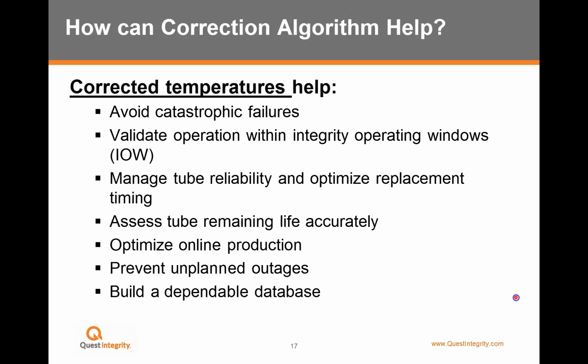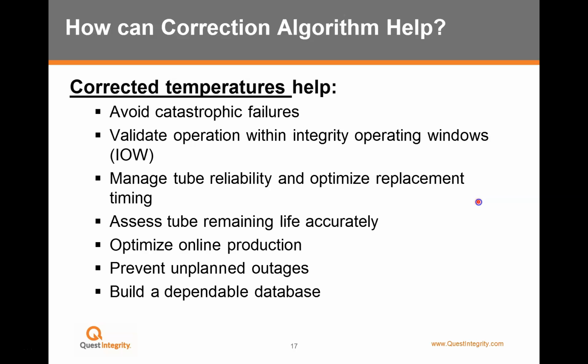So these correction algorithms help in various ways. The main one obviously is catastrophic failures. You'd hate for something to happen just because of a faulty temperature reading. It helps assess remaining life more accurately, and you prevent unplanned outages. And again, we discussed earlier integrity operating windows. You want to be operating within those, and you want to have that confidence where you're operating.